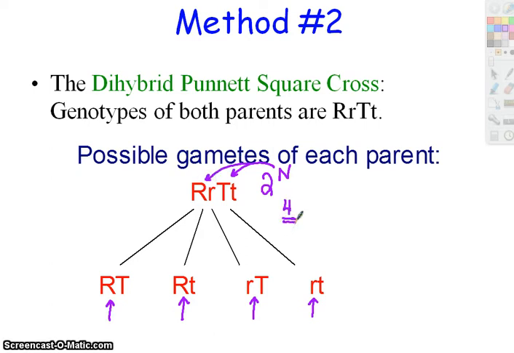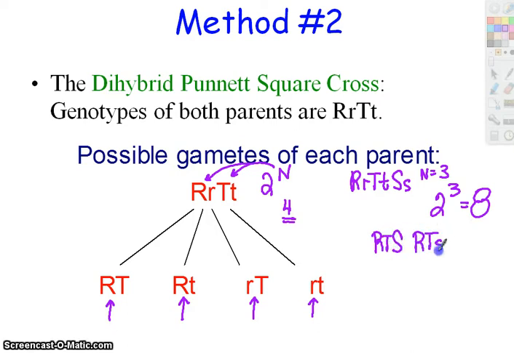We have 4 possibilities. If it was big R, big T, big S, little s, how many possibilities would there be? N would be what? N would be 3, and 2 to the 3rd, right, would be 8. So there would be big R with big T with big S, big R with big T with little s, little r with big T. You would have to figure them all out, all 8 of those possibilities.